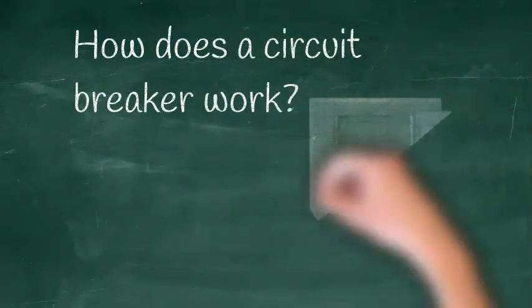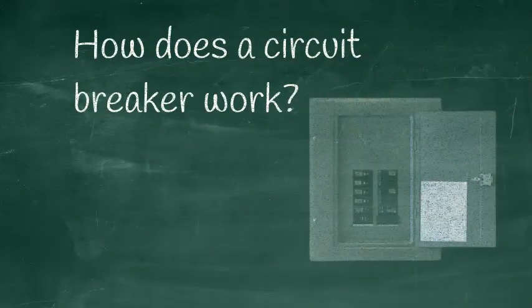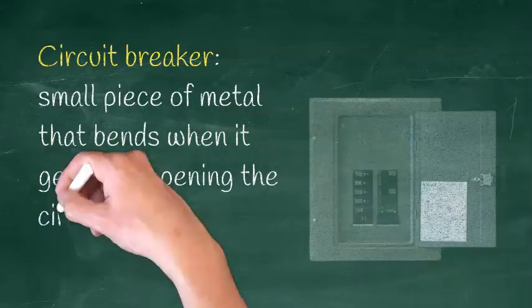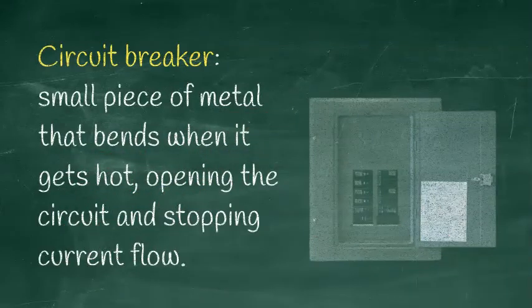So, how does a circuit breaker work? There's a bunch of different circuit breakers in our circuit boxes. And so a circuit breaker is a small piece of metal that bends when it gets hot and opens the circuit and stops the current flow. We often call this popping a breaker because we'll hear an audible pop when it turns off. The good thing about circuit breakers is that we can turn them back on when they cool down.